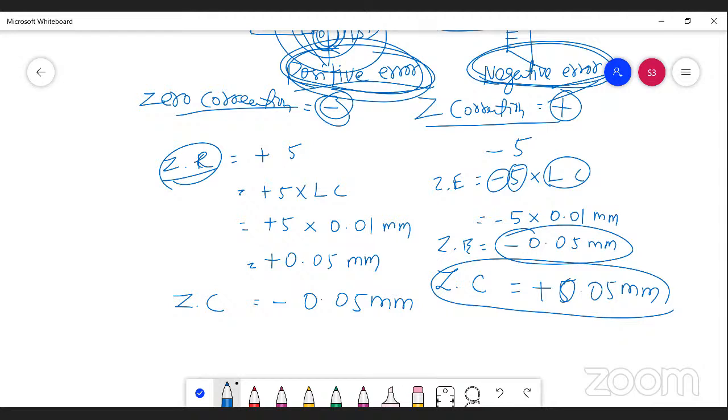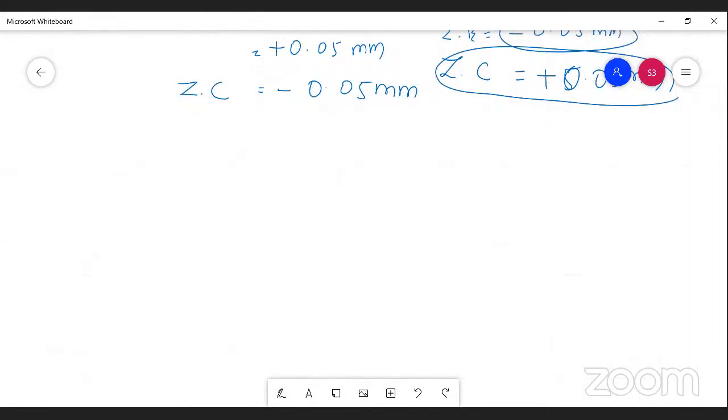I mean the error is divided two ways: one is positive error, another is negative error. As a last example for the screw gauge, which is very important, to measure and calculate the reading, I just want to take one problem.